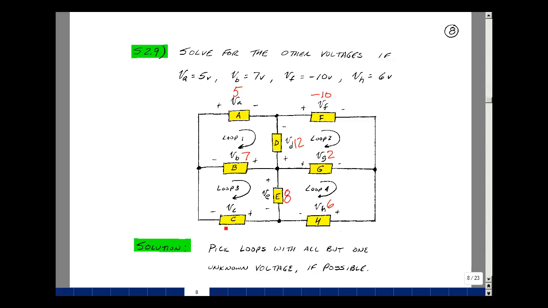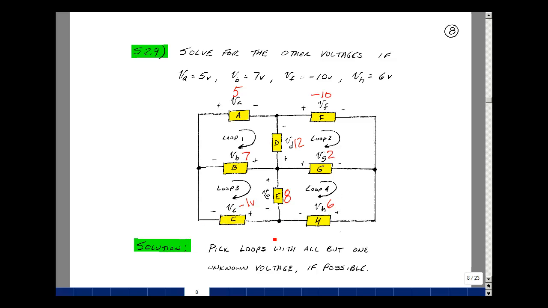Lastly, if we go around loop 3 here, we know 2 of the 3 voltages, so we'll solve for the remaining one. Go around again in a clockwise fashion. So I have a rise in voltage of 7, a drop of 8, and a drop of V sub C. So 7 volts is equal to 8 volts plus V sub C. So V sub C is equal to minus 1 volt.